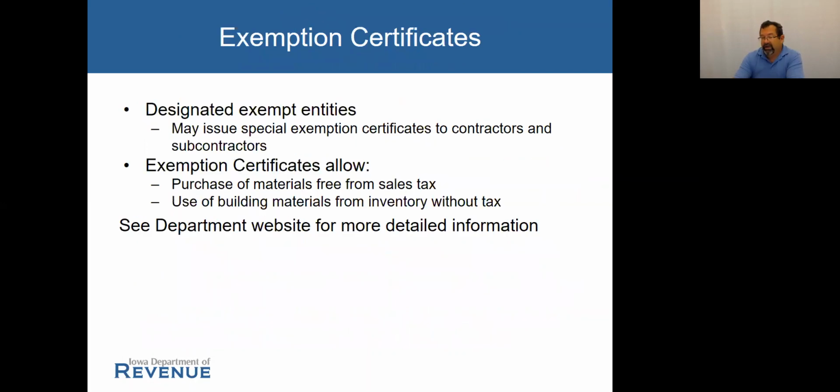So what does that mean? A designated exempt entity can issue a special exemption certificate directly to their contractors and subcontractors. That exemption certificate will allow the contractor to purchase the materials from their suppliers free from sales tax. They can also use building materials that are in their tax-free inventory without assessing tax on that. Again, our department website has more information on this category.